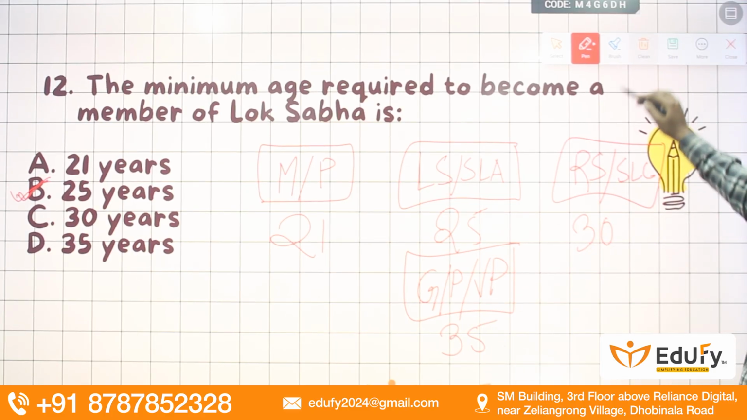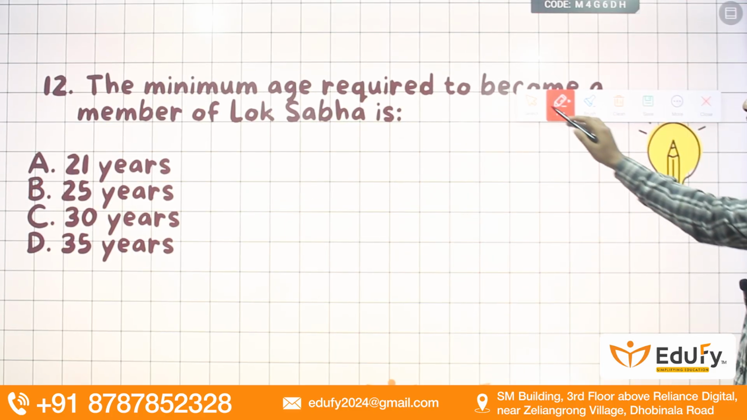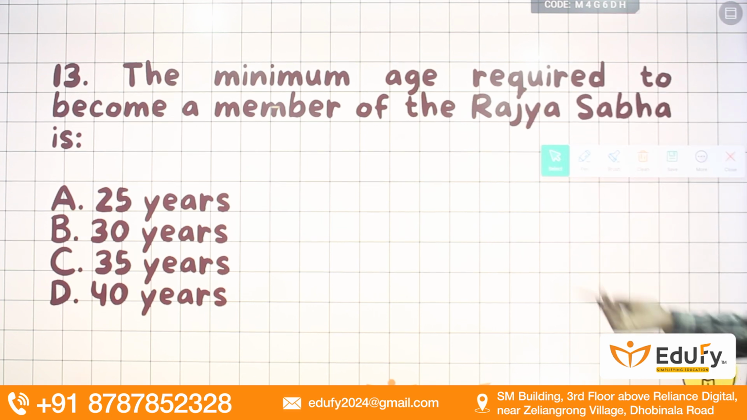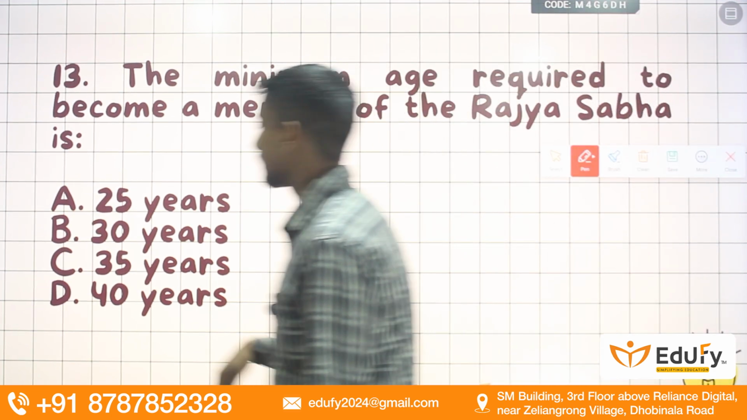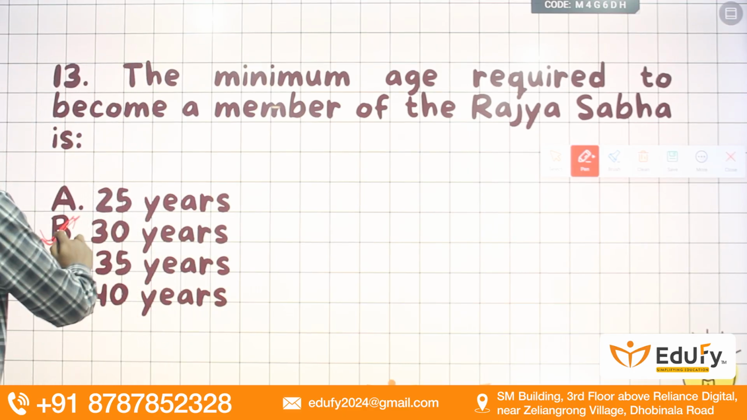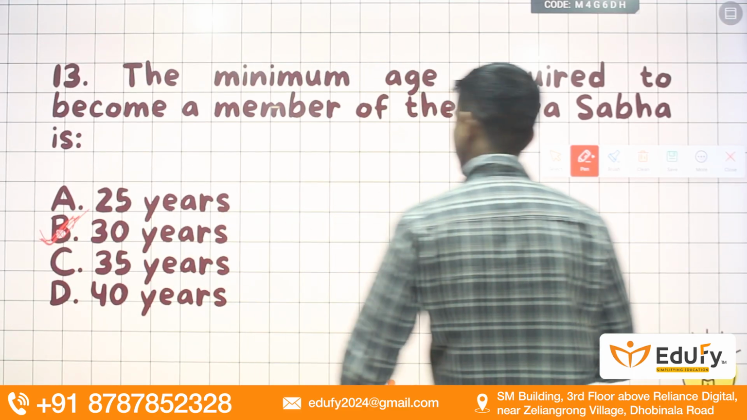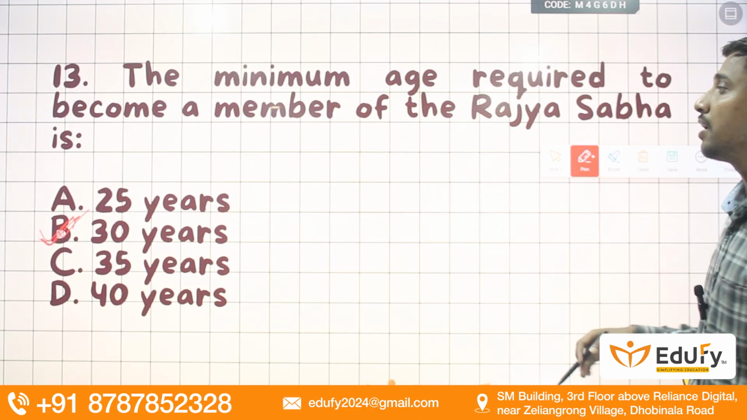Moving towards the next slide, we have here, guys, the minimum age required to become a member of Rajya Sabha. As I have just mentioned, it is nothing but 30 years. 30 years in order to become a member of Rajya Sabha.